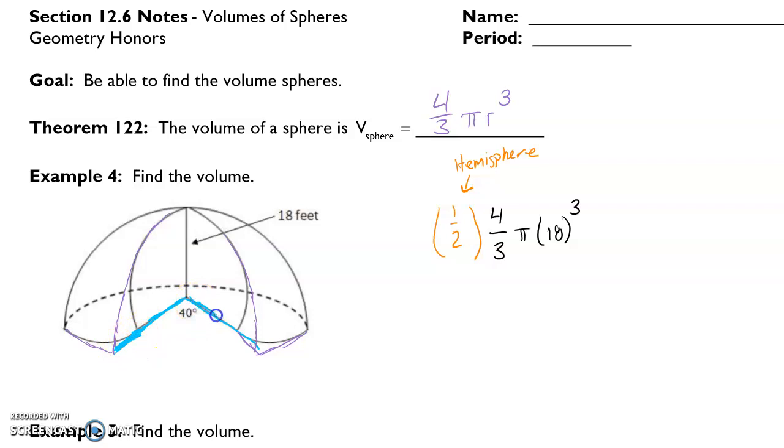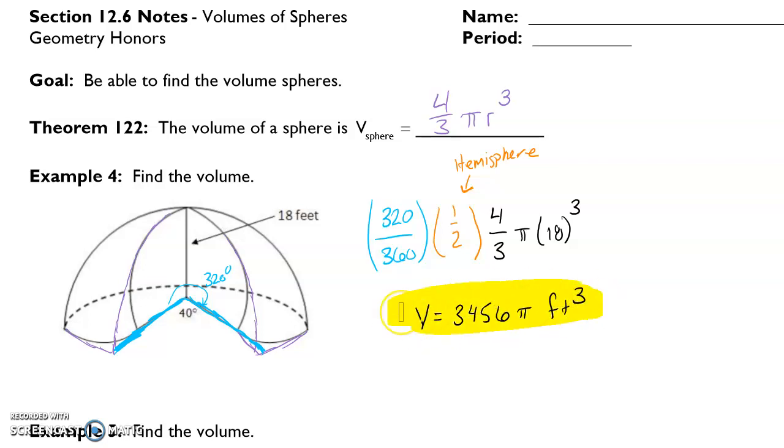We're cutting out a wedge that's a 40-degree wedge. So if that's 40 degrees, then the rest of this way all the way around is 320 degrees. So we have 320 out of the 360-degree wedge of this hemisphere. All told, we multiply everything across here, and we wind up with a total volume for this figure of 3,456 pi cubic feet. And we're all set there.